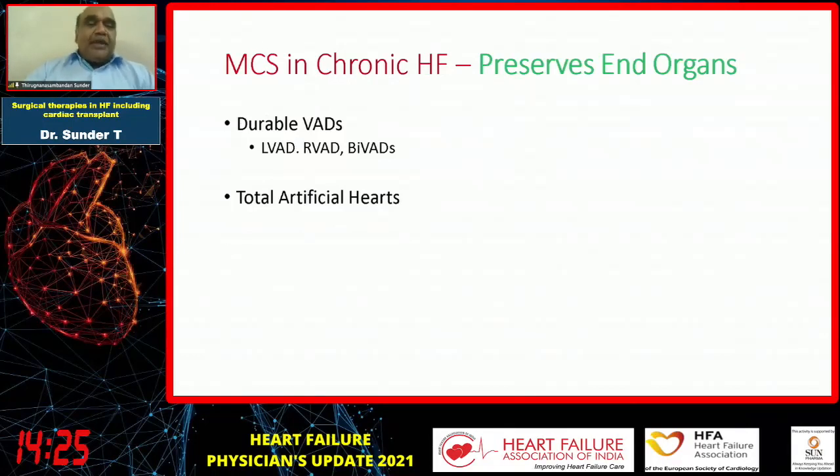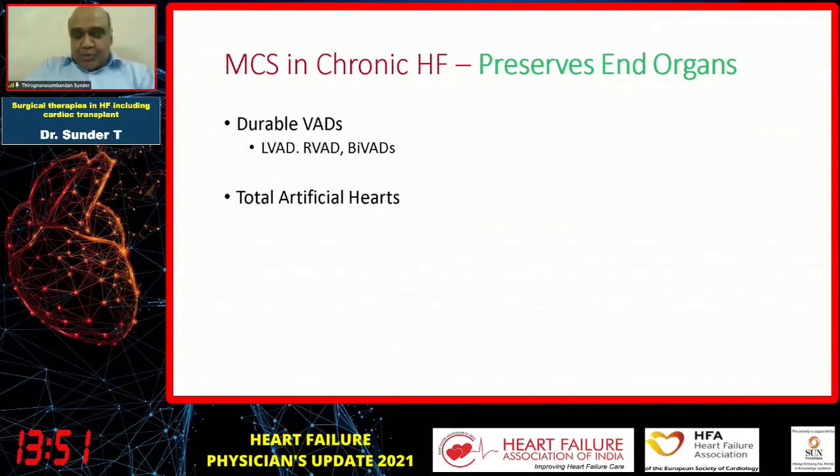So as I told you, in heart failure, mechanical circulatory support preserves end organs. In acute heart failure, it improves survival and allows bridging. So what are these things in chronic heart failure? You have durable VADs such as LVAD, which is a left ventricular assist device, right ventricular assist device, or biventricular. Sometimes we have a total artificial heart. The whole philosophy of these is that it preserves and maintains the kidney, the liver function, and the other organs until such time a heart is available for transplant.